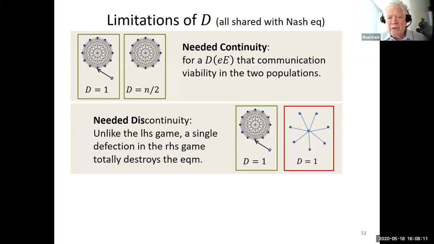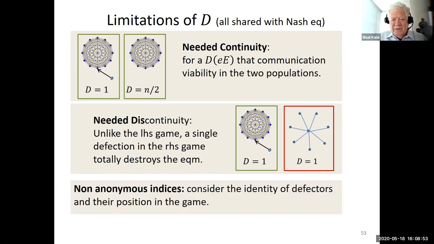Similarly, we need discontinuity. If you look at these two graphs, the defection index on both of them is one, suggesting that they are similar in terms of sustainability, but you can see that they should not be one in many applications. Here the equilibrium is destroyed by this one player defecting, but it destroys only this guy. Whereas here the equilibrium is destroyed by the central player defecting, but his defection destroys everybody's best response. So why do they have the same D value? Maybe more careful refinement, more careful indices of sustainability, will make a difference between these two.